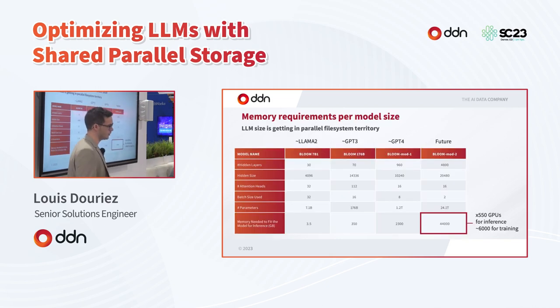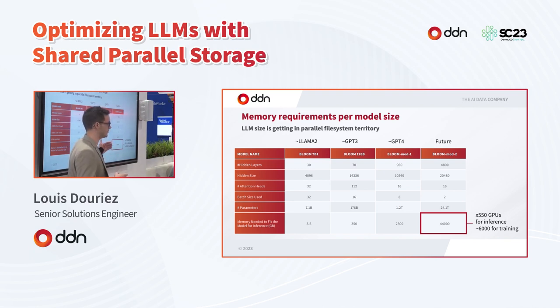Neurons are a metric, but that's not something we use in storage. We prefer to use gigabytes. Here you have four AI models. From left to right, you get a small model on the left, and on the right, a future model that doesn't exist yet. The bottom line shows how many gigabytes you need to store the neurons of the model to run inference. We used to need 3.5 gigabytes of memory to store a complete model in GPU memory, which was fine.